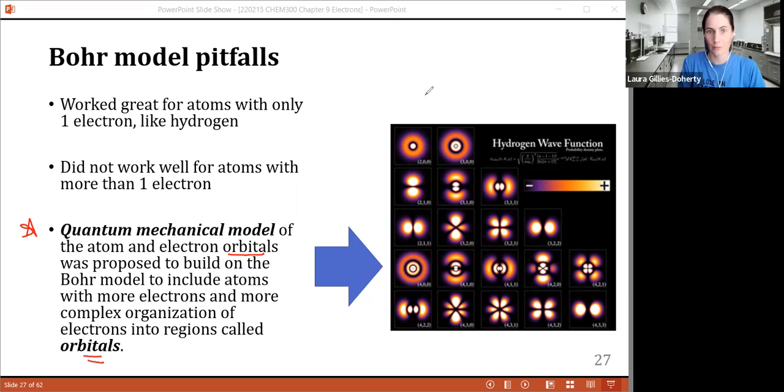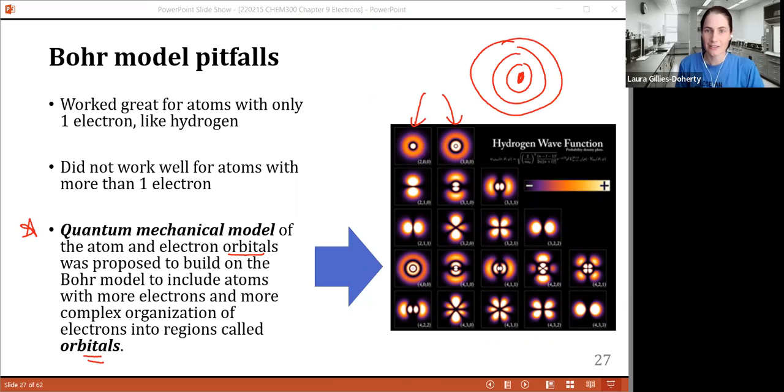So before, Bohr's model just thought hydrogen looked like this, right? It was a nucleus with some rings around it, and that was it. But with quantum mechanics, we know electron orbitals can have all these different shapes. And these different shapes can be at different distances from the nucleus. And so the quantum mechanical model was able to supplement Bohr's model and fill it out in the areas where it didn't quite work.